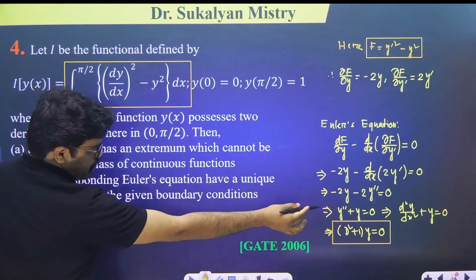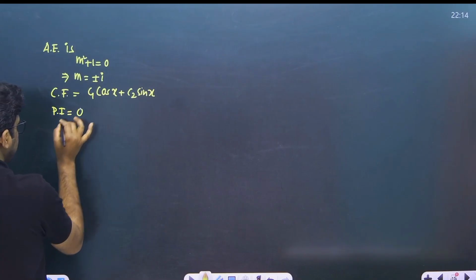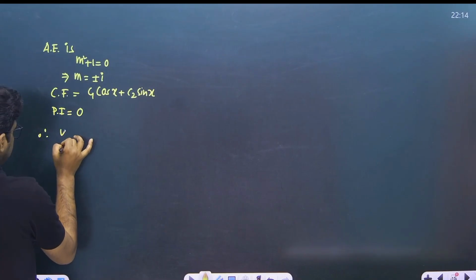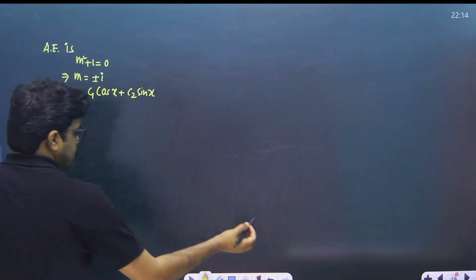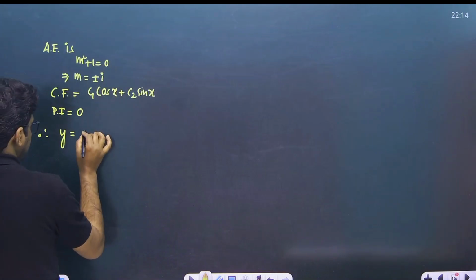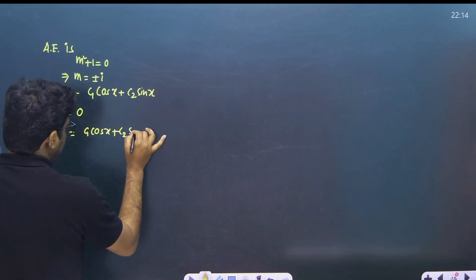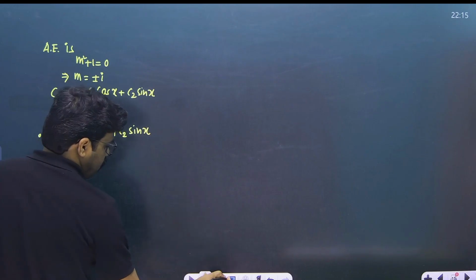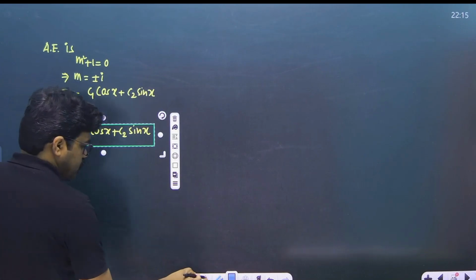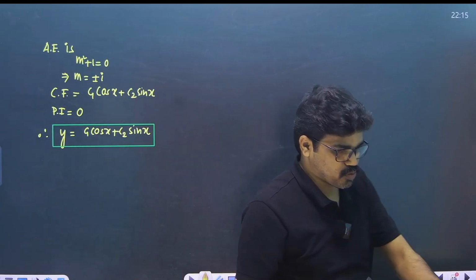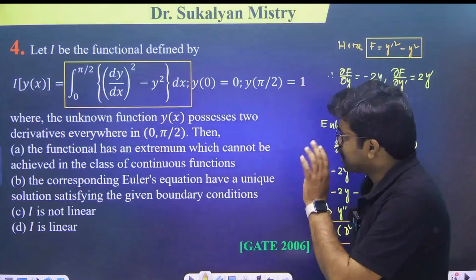The right hand side is 0, so the particular integral will be 0. Therefore the general solution is y is equal to CF plus PI. CF is C1 cos x plus C2 sin x. So this is the solution of the Euler's equation. Okay, so what are the boundary conditions?